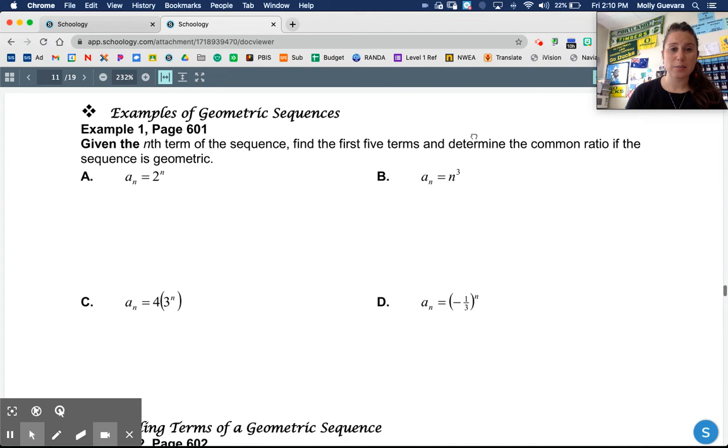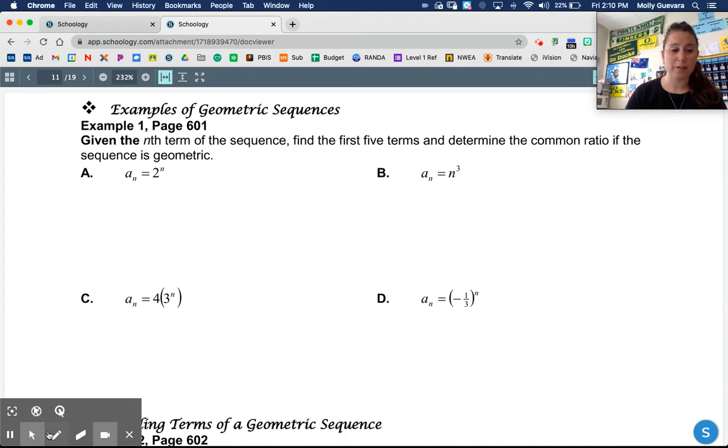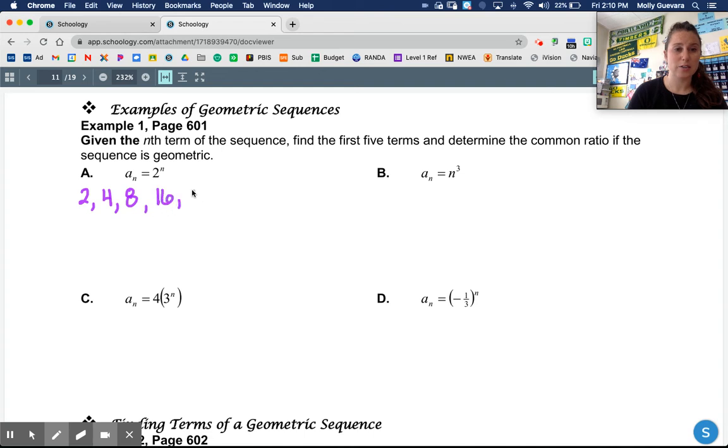So let's look at example 1 here, just determining whether or not something is geometric and writing the first five terms. Okay, so looking at A, if I want to write the first 5 terms, I'm plugging in 1. 2 to the 1 is 2. 2 to the 2 is 4. 2 to the 3 is 8. 2 to the 4th is 16. And 2 to the 5th is 25.